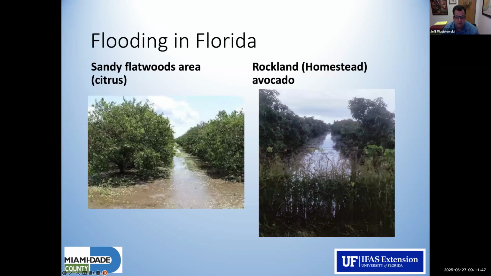So here's some pictures of flooding in Florida. Further north, you have the sandy flatwoods area. So this is a lot of sand. You see the water's pooling up there. Then we have our limestone rock in Homestead and Avocados, very flooded there. And remember, a lot of these flooding events take place when hurricanes come in or tropical storms and just kind of sit and drop all that rain, or they push the storm surge up. So you can have both hurricane and flooding.